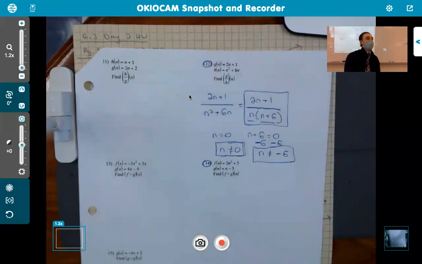So with the division problem, if you see this on Friday, you have to go through, simplify as much as you can, and then state restrictions for that division problem, right? So what values can n not equal in order for this to be the most simplified version of this division? Okay. Any questions about that example?